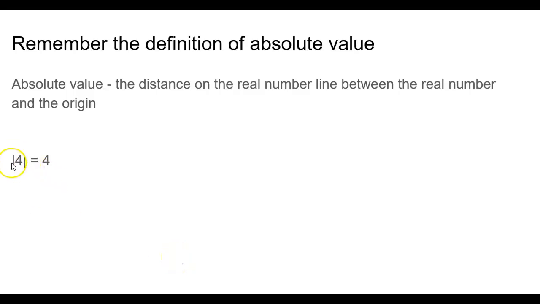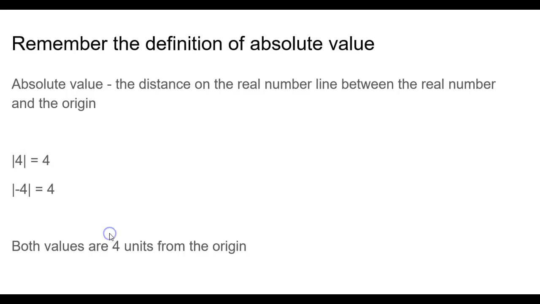So if I talk about the absolute value, those are the vertical bars, the absolute value of 4 is 4 because it is 4 units from 0. Also, the absolute value of -4 is 4 because from 0, the number -4 is 4 units from the origin. That is the idea. So the absolute value is always positive. Whatever comes out of the expression is positive. So because both values are 4 units from the origin, the absolute value of 4 and -4 are both 4.